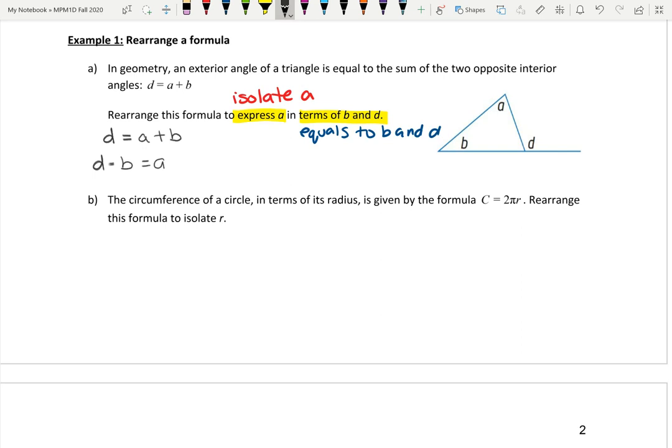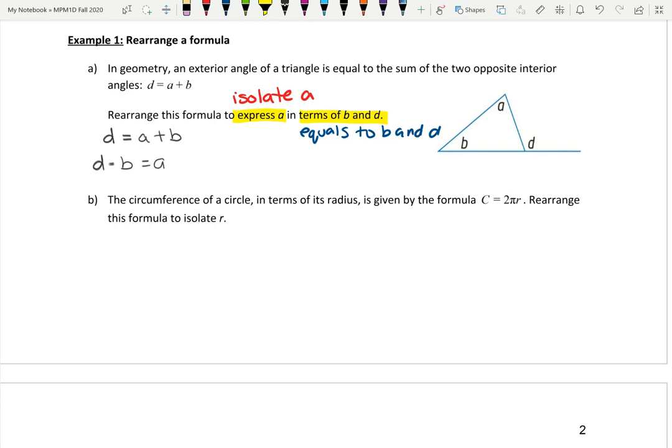B, the circumference of a circle in terms of its radius is given by the formula C is equal to 2 pi r. Okay, so hopefully you know that this means pi. In elementary school, you use 3.14 to represent pi. In high school, we no longer use 3.14. We just use the pi button on our calculator. Okay, more on pi in later units in this course.